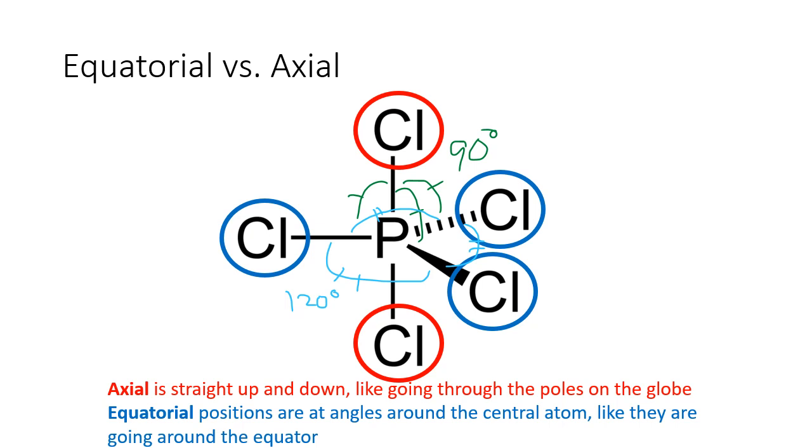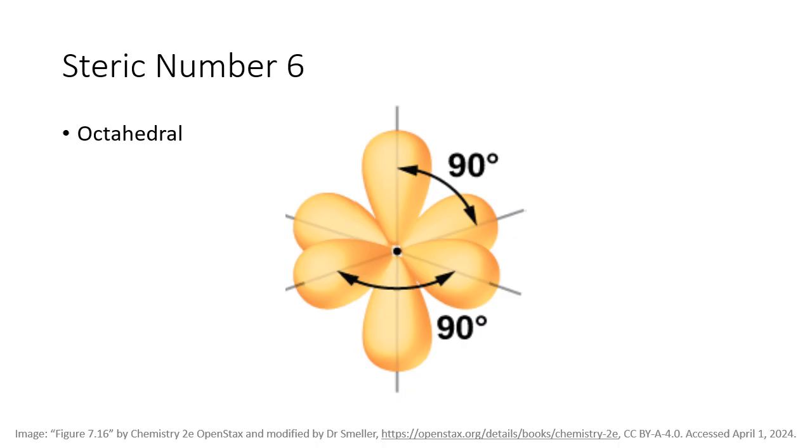Okay, so now that we have this idea that we can have 2 different bond angles and it depends on the position that you're in, let's go on to our final steric number. We have a steric number of 6, and you get an octahedral shape. Why is this called octahedral? Octa meaning 8, but this doesn't look like 8. What in the world? What are you talking about? There's 6 things coming off of it. That's not 8. What is that?